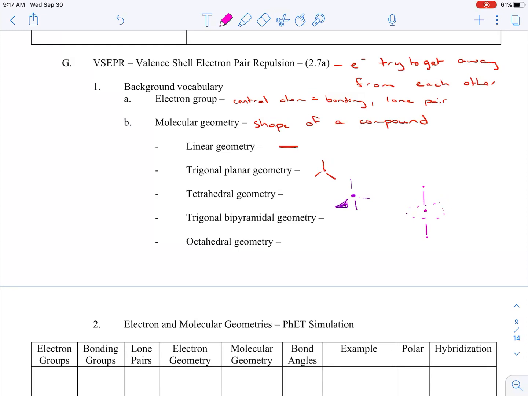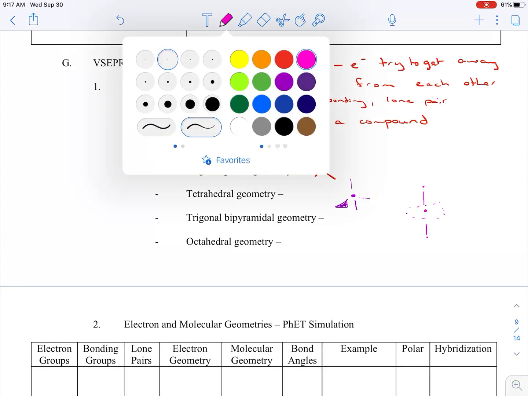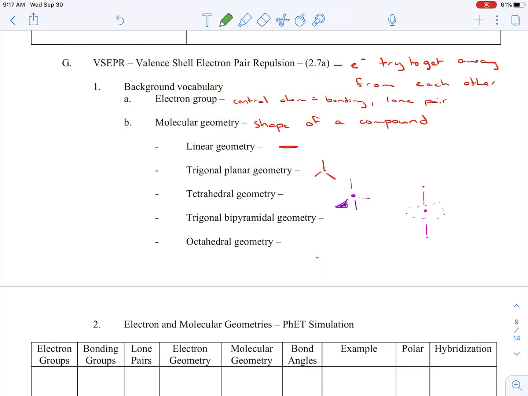And octahedral, it's kind of a misleading name. There are six surrounding atoms, but it makes a diamond with eight faces, which is where the name comes from. We've got one in the middle, then four in the plane, and then we have one above and below the plane. So it makes an eight-face diamond.